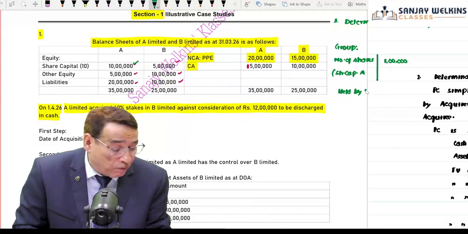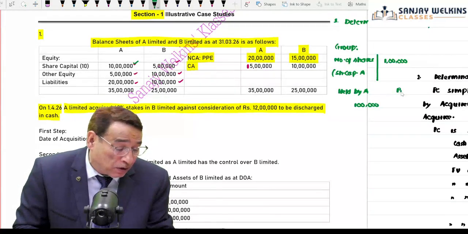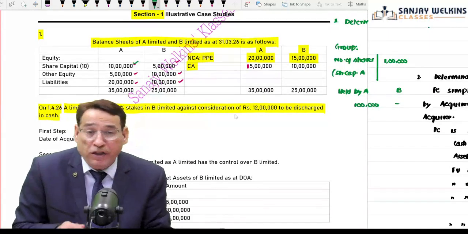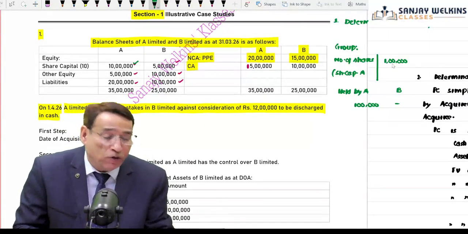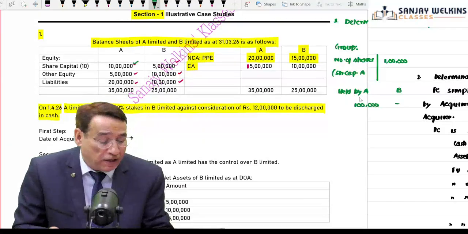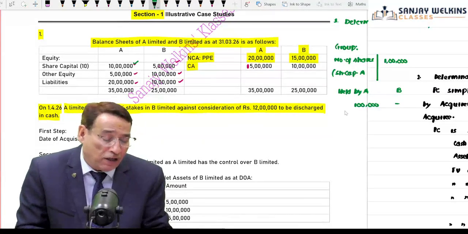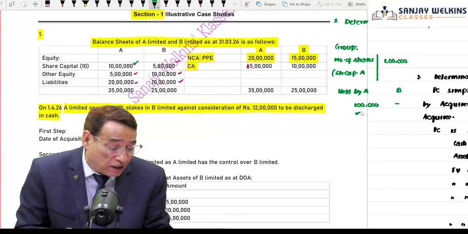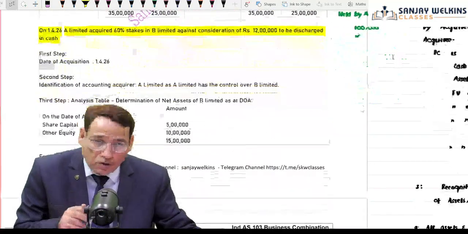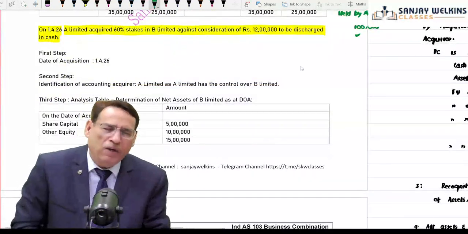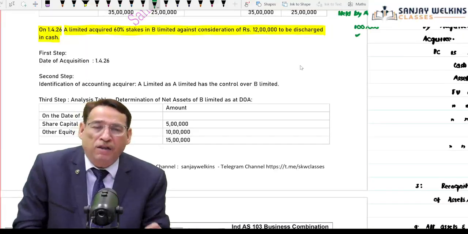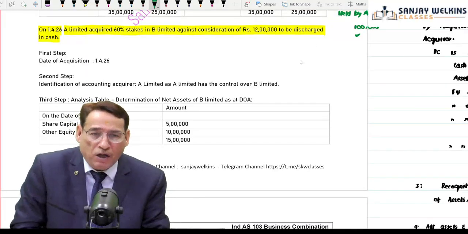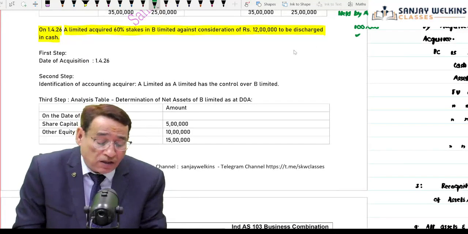A, 1 lakh shares. All the shares are held by A Limited and B Limited is not having any shares out of these 1 lakh. So in the group, total share capital is 1 lakh and the entire share capital is in the hands of A Limited. So A Limited will be your accounting acquirer. Is it clear to you or not? But I have already told you 99.99% the legal acquirer will also be the accounting acquirer. Anyway, this is your first step.